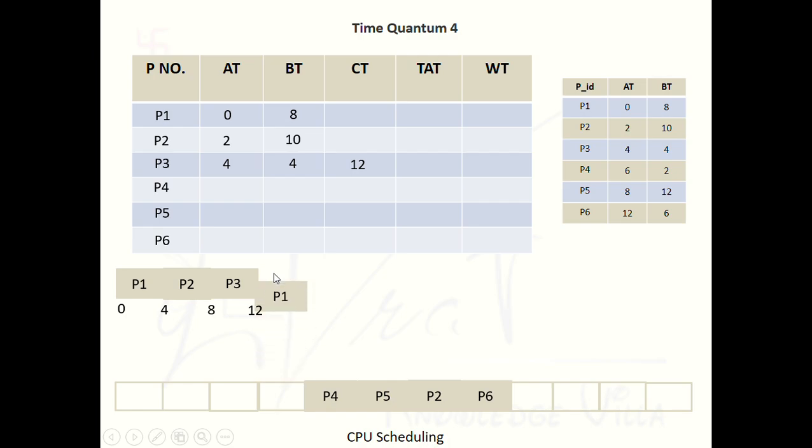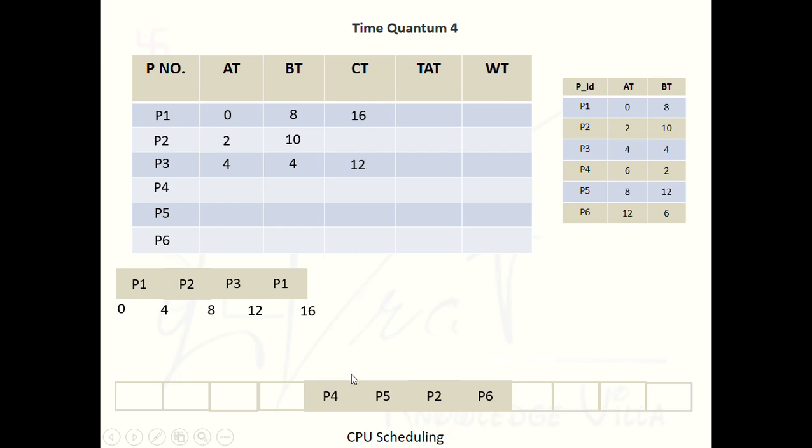Next, process P1 will execute for the time quantum of 4 time units. P1 executed first from 0 to 4 time units, and the total requirement of P1 was 8 time units. So again P1 will execute for 4 time units, 12 plus 4 is 16. So P1 got the CPU 2 times, 0 to 4 and 12 to 16. It means P1 got the CPU for 8 time units, which was its actual requirement. So P1 completes its execution, and 16 becomes the completion time for process P1.